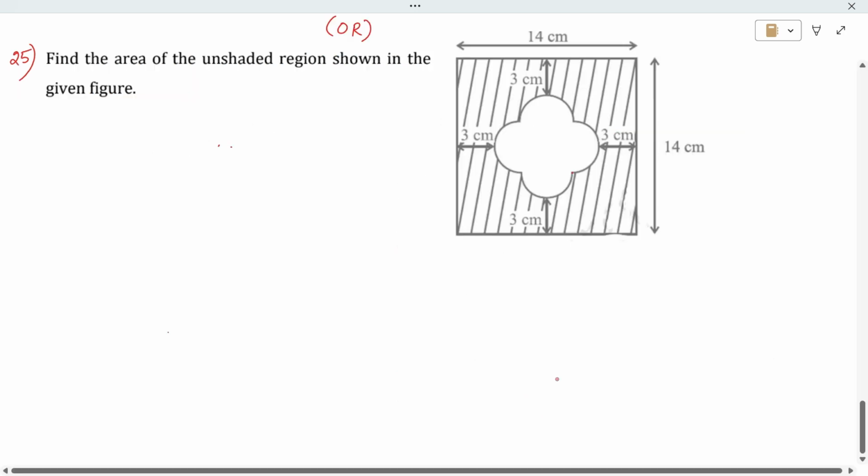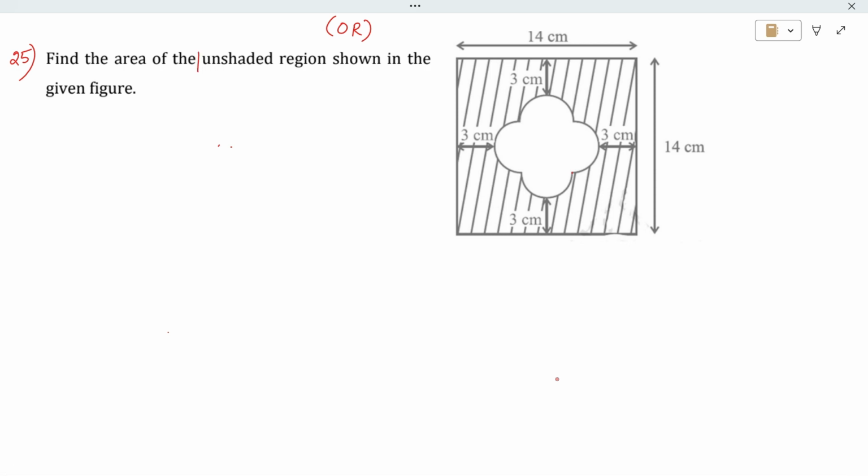So let us do the internal choice of question number 25. Find the area of unshaded region. Remember, they haven't asked the shaded region. Don't misconceive yourself and find the area of shaded region. They are asking to find the area of unshaded, that is the blank region, shown in the given figure.